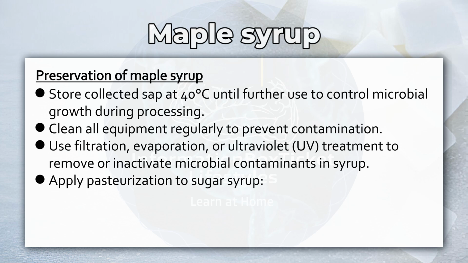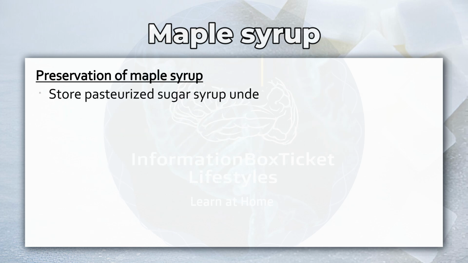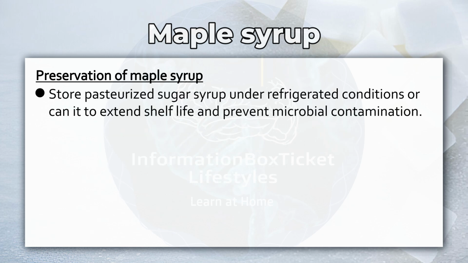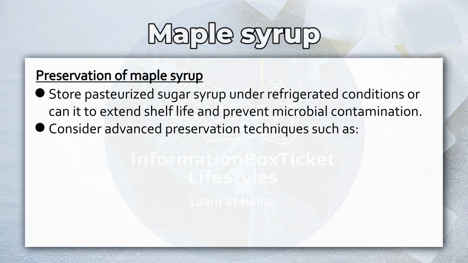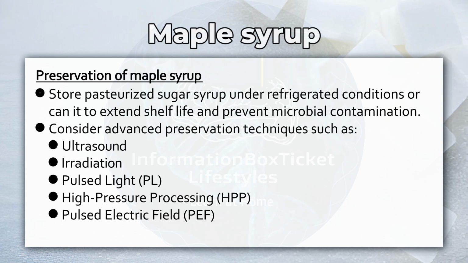Apply pasteurization to sugar syrup: 65 degrees Celsius for 30 minutes, 75 degrees Celsius for 25 seconds, 85 degrees Celsius for 15 seconds. Store pasteurized sugar syrup under refrigerated conditions, or can it to extend shelf life and prevent microbial contamination. Consider advanced preservation techniques such as ultrasound, irradiation, pulsed light, high-pressure processing, pulsed electric field.